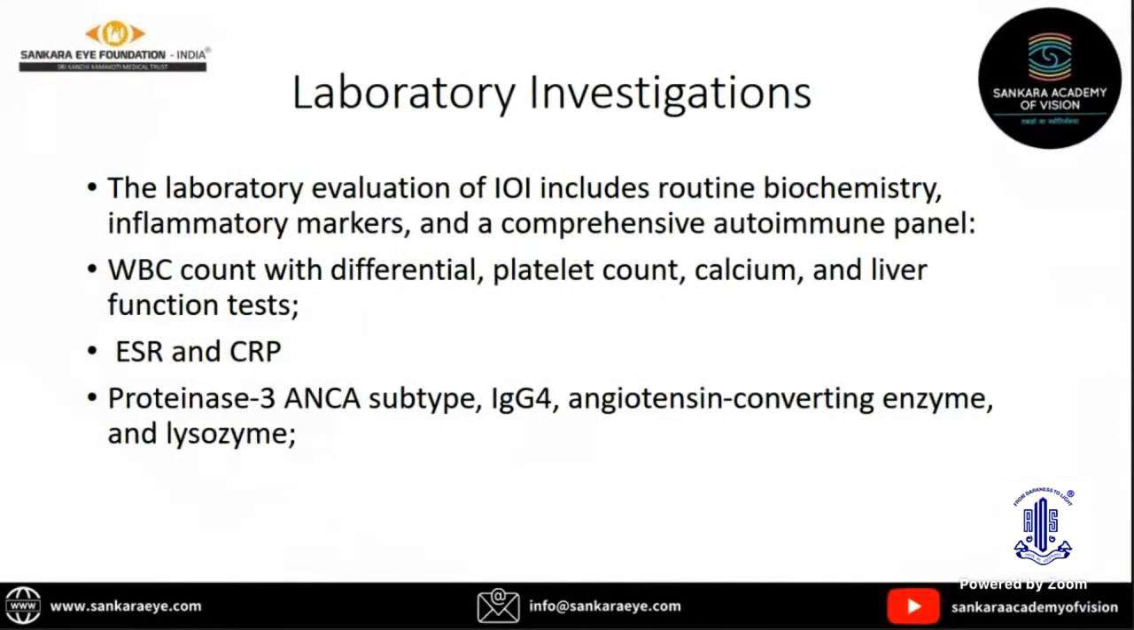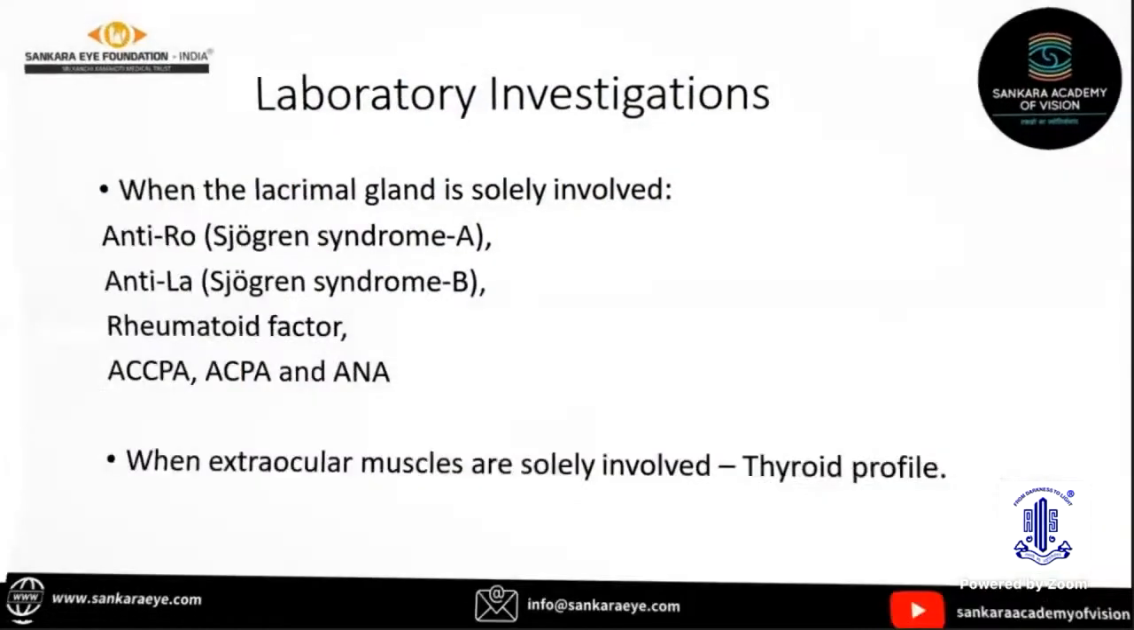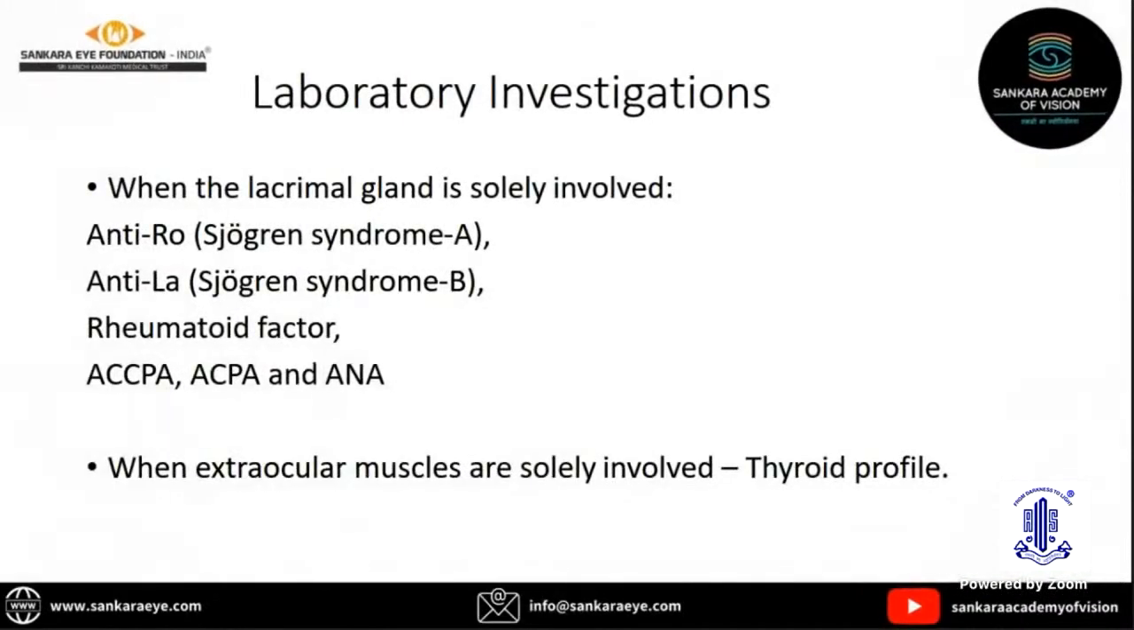Now, the lab investigations include a huge repertoire of tests. We need a basic blood cell count. We need to do IgG4, ACE, and lysozyme. When the lacrimal gland is solely involved, anti-La estimation is important. Also, rheumatoid factor, anti-CCP, ACP, and ANA. And when the extraocular muscles are solely involved, it's always better to do a thyroid profile because they could be concomitant.